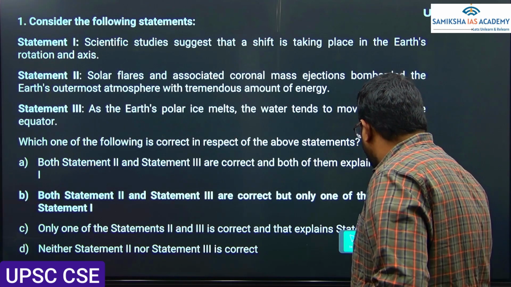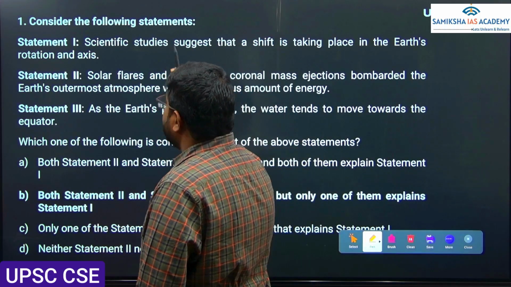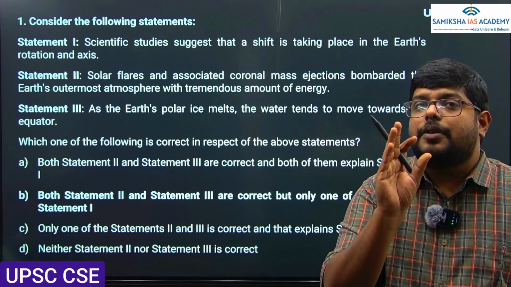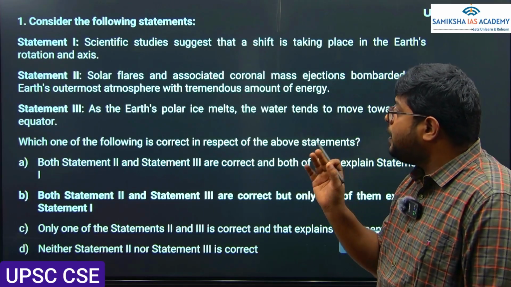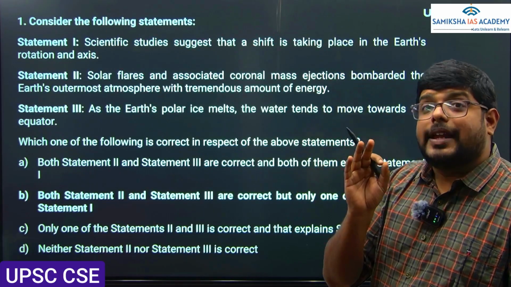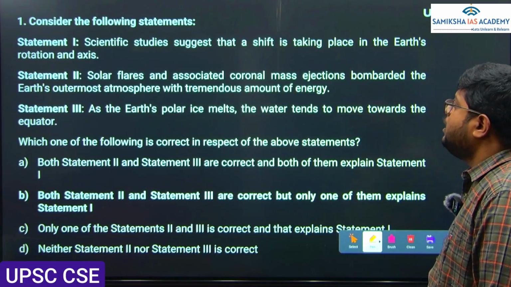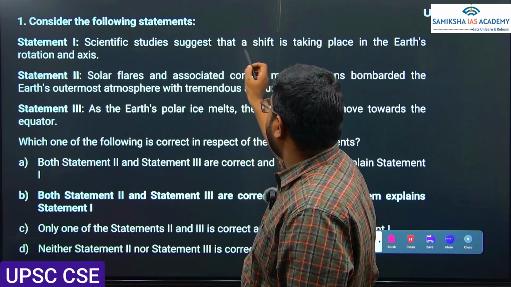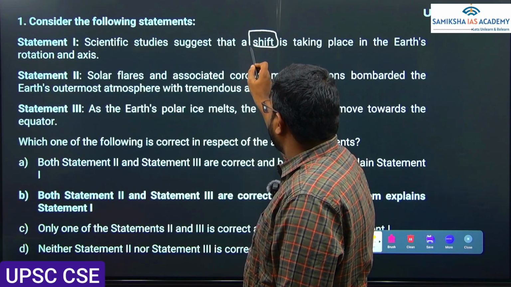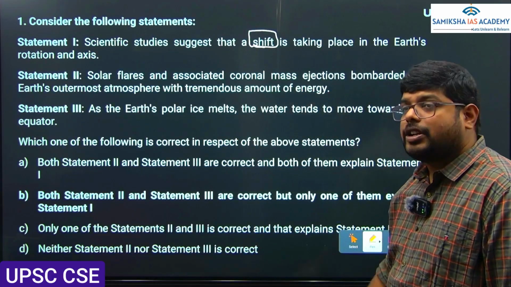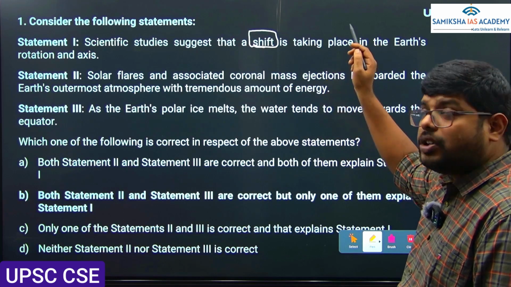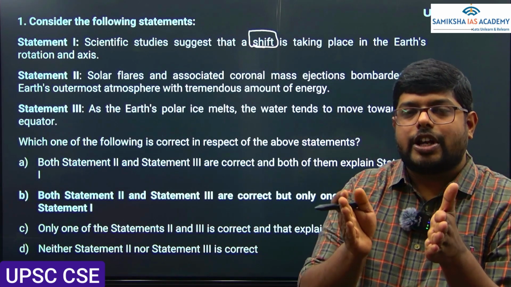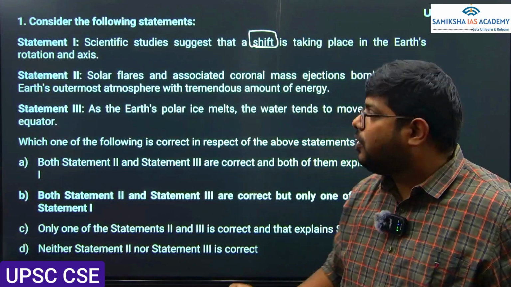Here, keywords. Always understand the keywords. If you remove a keyword, the meaning of the question will change. In UPSC, analyzing the keywords is important. So what is the keyword? Normally we think the keyword is rotation and axis, but the keyword here is that there is a shift. If we remove the word shift, the meaning of the sentence will change. So here the keyword is shift, right? Shift means some changes happening in the rotation, some changes happening in the axis. What is axis?